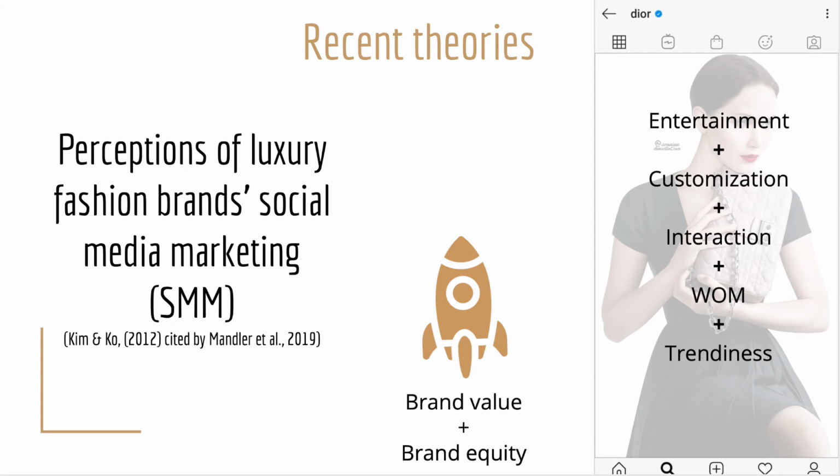The first one is the perceptions of luxury fashion brands in social media marketing, found in the literature as SMM. This theory tells us that there are 5 main components that brands should have for increasing brand value and brand equity in social media terms. The first is entertainment, second customization, third interaction, fourth word of mouth, and fifth trendiness. This also has a positive impact on purchase intention and customer equity.